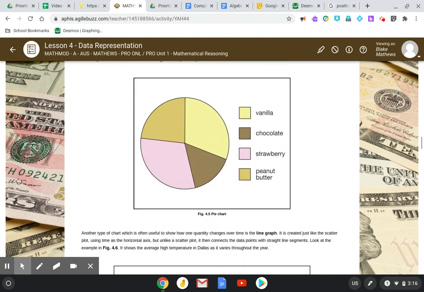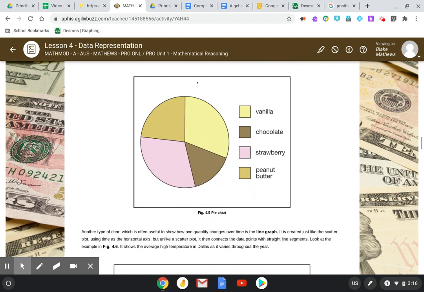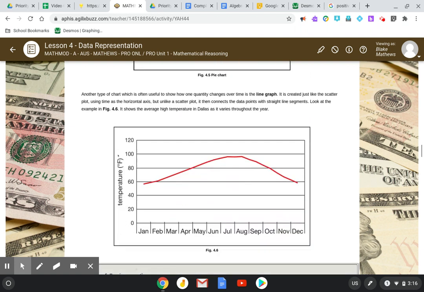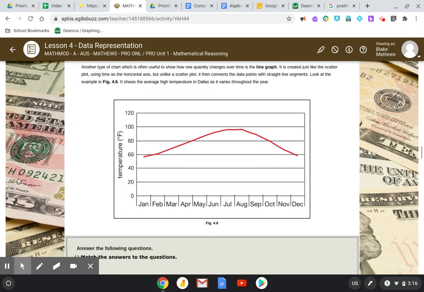Then we have circle graphs, which would be a way of showing how much of a total group falls into certain categories. In this case, it looks like ice cream flavors. And then lastly, we have line graphs. And line graphs are useful when you're trying to show something over time, how it changes over time. In this case, we have the months and we have the temperature.